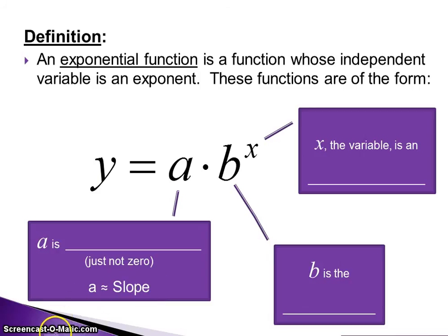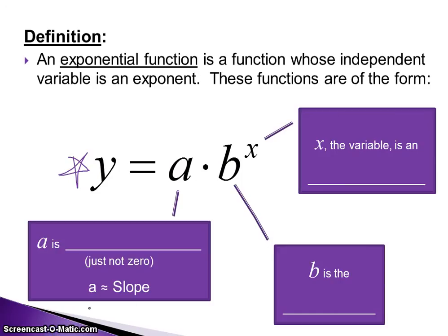First thing we're going to talk about is the definition of an exponential function. An exponential function will always be written in the form that you see on the notes: y equals a times b to the power of x. x will always be an exponent when we're talking about exponential functions, hence the name. We have an a. a will always be the number in front. It cannot be a zero, otherwise the function will disappear.